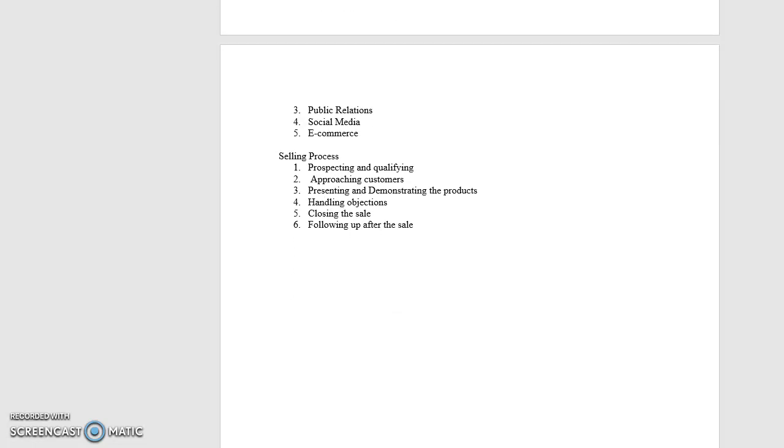And the last thing I want to talk about, and this comes under personal selling, is the selling process. And you will see this in several courses. The 6 steps to selling. Prospecting and qualifying. You want to make sure that you're going to give your spiel to the right person. You want to approach that customer. You want to present and demonstrate the product, handle objections, close the sale, and follow up after the sale. And I used to ask in a test which one of those is most important, but I've come to realize that really all 6 steps are important if you're going to make a sale.